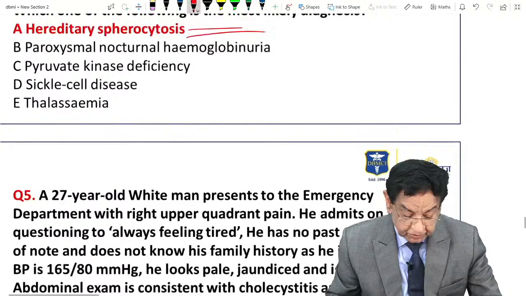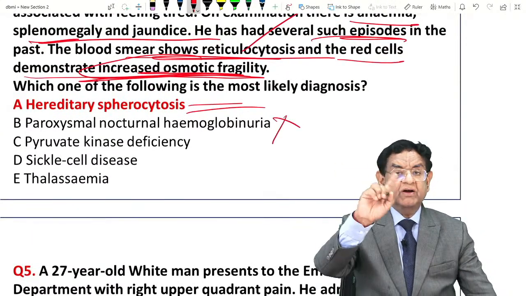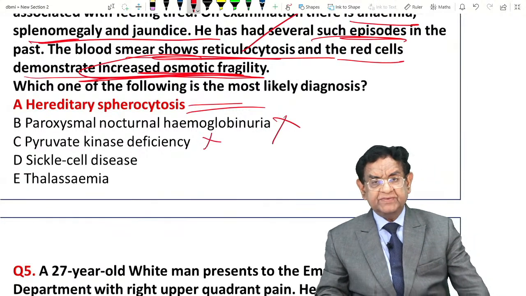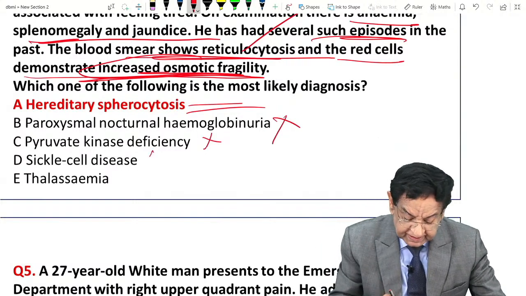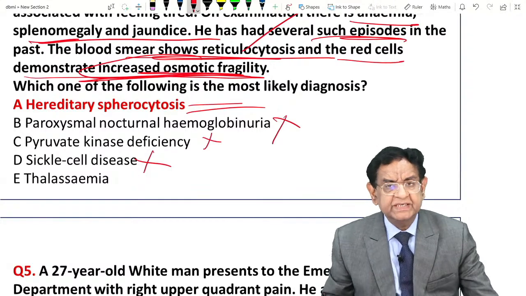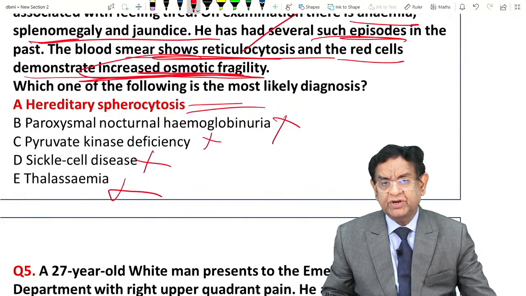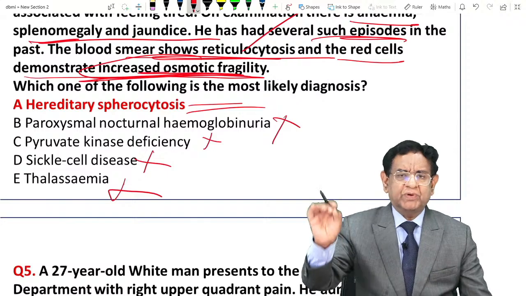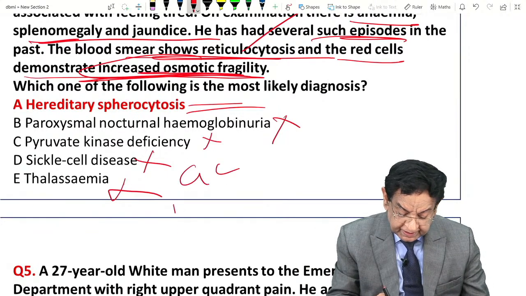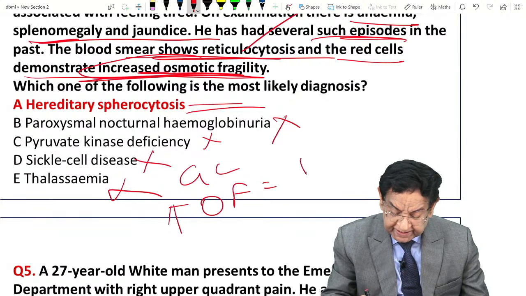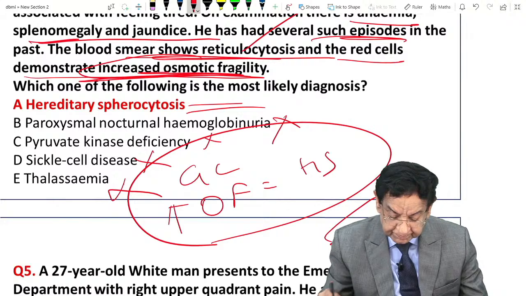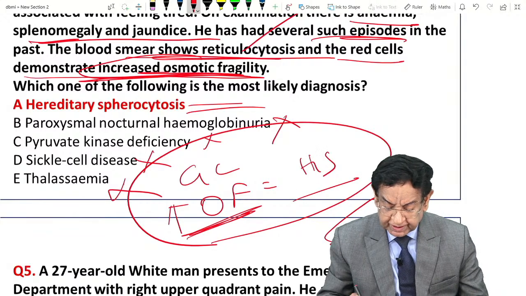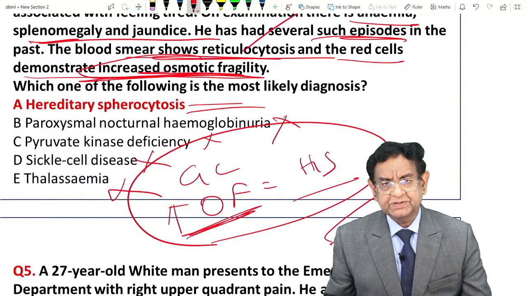This doesn't happen in PNH. Osmotic fragility is not increased in PNH. It is not increased in pyruvate kinase deficiency, which is a congenital enzyme deficiency. This increased osmotic fragility is not seen in sickle cell, and in thalassemia it is also not seen. So simply, it is such a diagnostic line. Increased osmotic fragility is the golden line. Golden line to remember: increased osmotic fragility equals hereditary spherocytosis. Very simple.